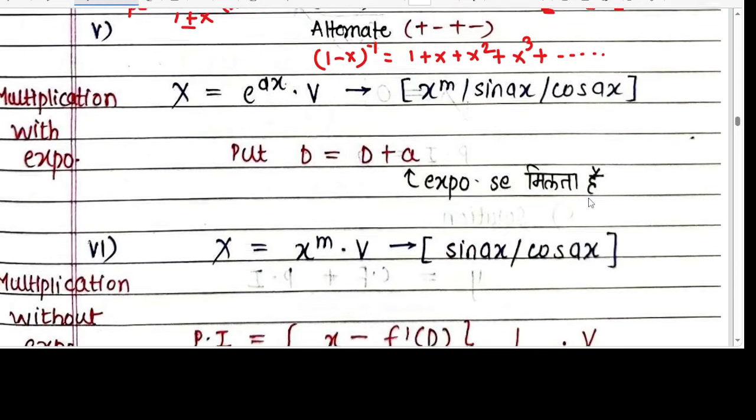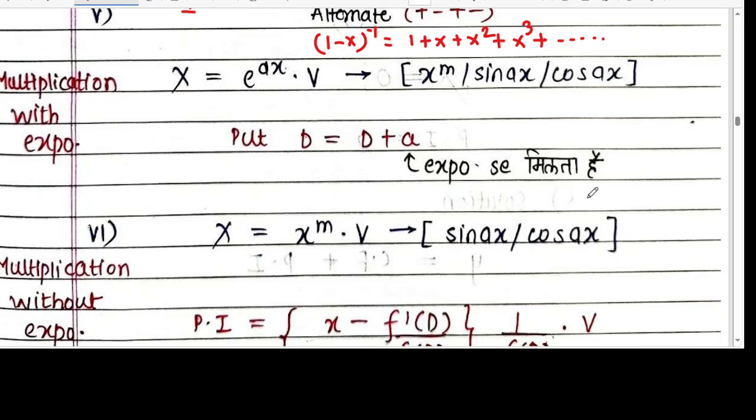Next type is, suppose the RHS is e raised to ax into v type. So what we have to do in this type, we have to replace D by D plus a, right? And the rest depends on v here. Whatever v is there, use that type of shortcut method to find the remaining part.